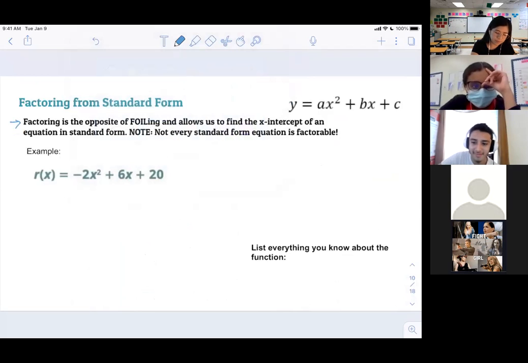Factoring is the opposite of FOILing and allows us to find the x-intercept of an equation in standard form. Note, not every standard form equation is factorable.